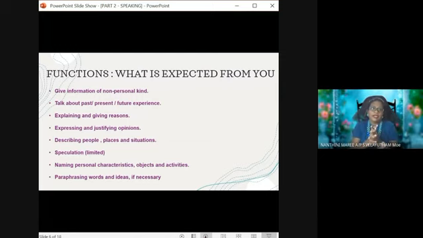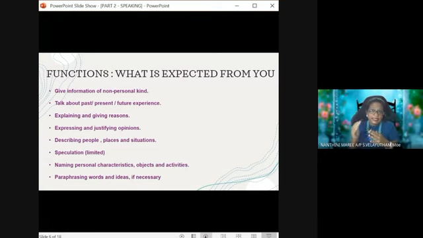Next, you may have to express and justify, give reasons for your opinion. If the topic is to talk about your favorite movie, why you like the movie. Girls and boys, it's not necessary that you talk about your favorite movie. Choose a topic where you can elaborate and talk more. You may like a movie, but if you can't talk about it, there's no point you choose that movie. Choose something where you can elaborate and talk more.